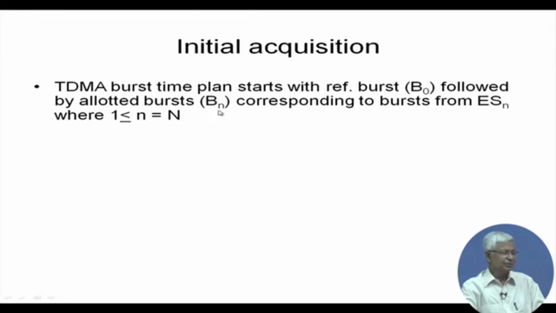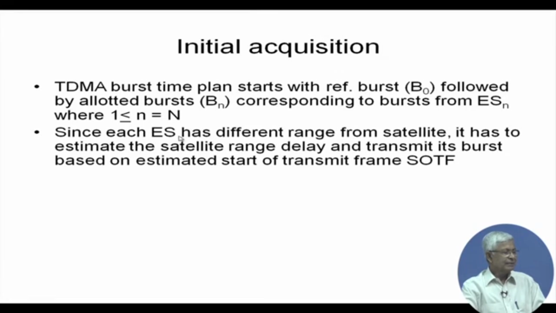There are N number of stations, so Bn corresponds to the burst from station n, where n is 1 to N. Since each station has a different range from the satellite, it has a different delay. So, it has to estimate the satellite range delay and transmit its burst based on the estimated start of transmit frame, SOTF, as I shortened it. You remember, SOTF, start of transmit frame, which each station has to estimate.